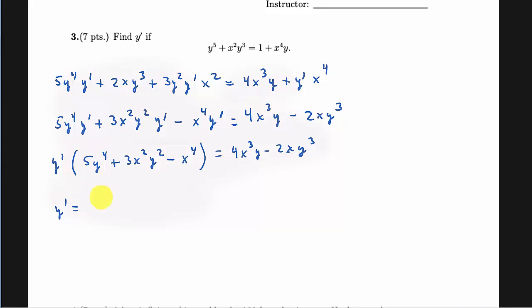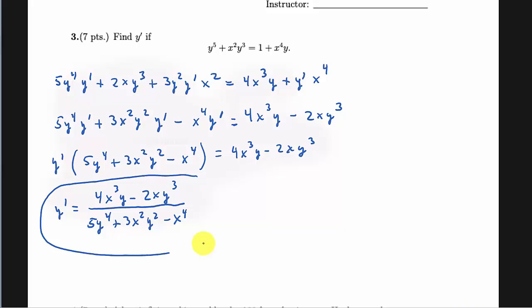So we've got y prime is equal to 4x cubed y minus 2xy cubed over 5y to the fourth plus 3x squared y squared minus x to the fourth. All right, and there's your answer.